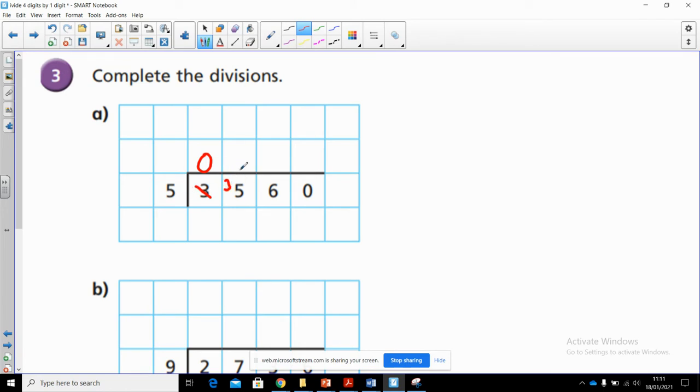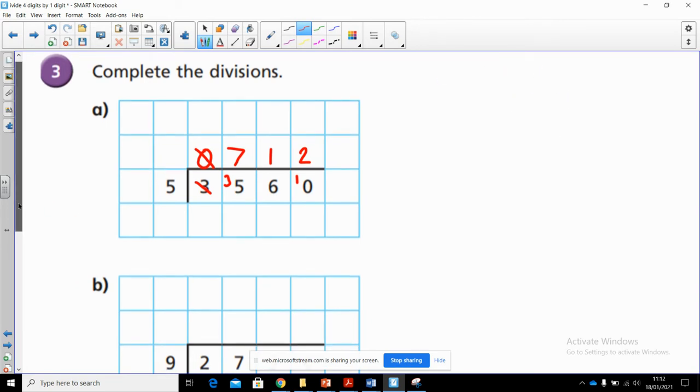How many groups of 5 in 35? Counting up in 5s till we get to 35: 5, 10, 15, 20, 25, 30, 35. 7 times. Then we say how many 5s in 6? There is one group of 5 in 6, with one left over. And then how many 5s in 10? 2. So the answer is 712, because we don't need that 0 at the front. That was just our placeholder.